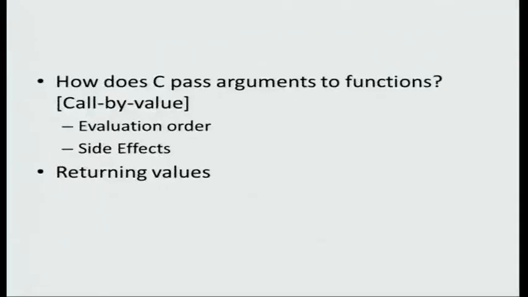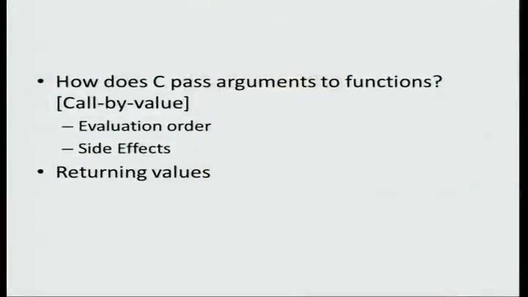In this lecture we will discuss a few technical details about how C executes its functions. In particular, we will see how C passes arguments to its functions and also how it returns values. When passing arguments, we will talk about issues like evaluation order, in what order arguments are evaluated if there are multiple arguments, and we will discuss what are known as side effects.